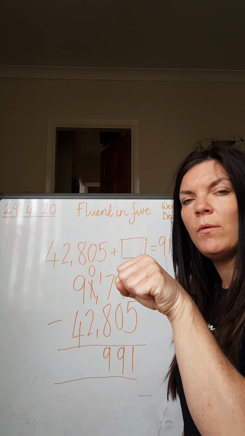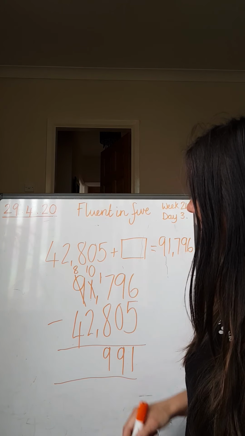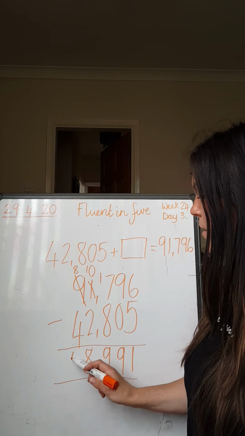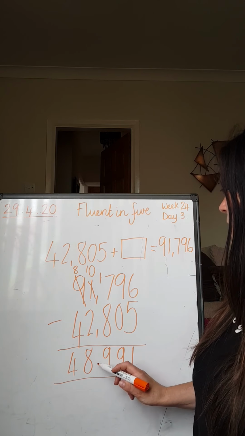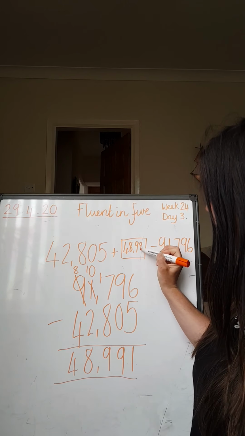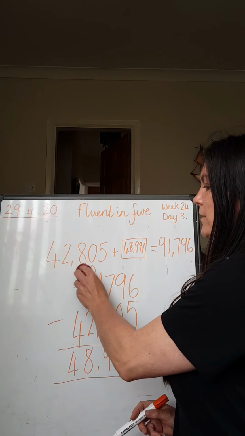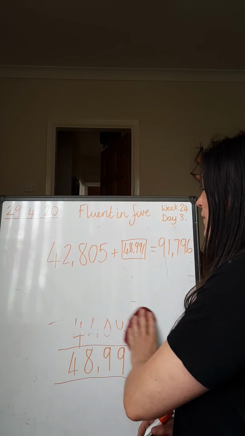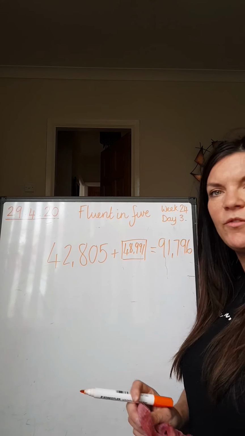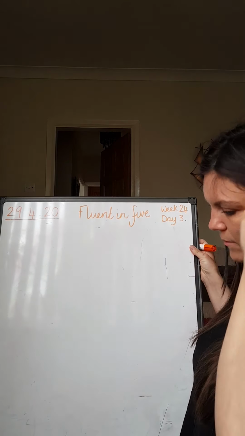0, take away 2. I can't do that, there's more on the floor again, so knock next door. Take 1 from there and give it to the neighbour. 10, take away 2 is 8. And 8, take away 4 is 4. So the answer should be 48,991. Now, of course, you can check by doing the actual calculation, couldn't you? You could put 42,805 on the board or on your piece of paper and add that number and see if we've got it right. Fingers crossed I've got these right this morning.